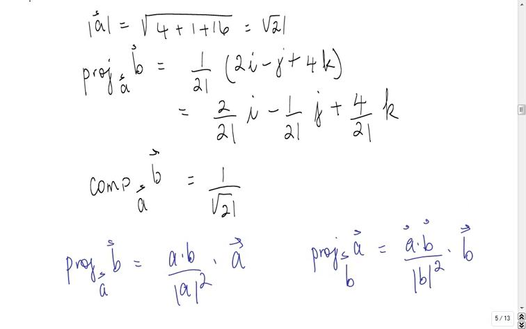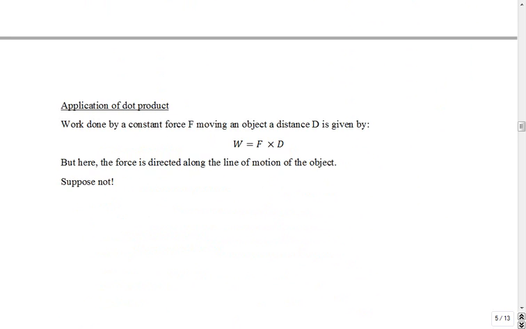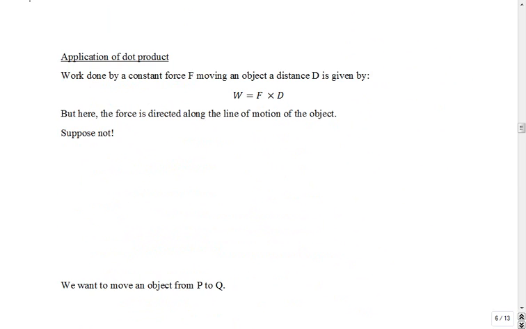Okay, so let us look at an application of dot product. Work done. So work done by a constant force F moving an object a distance d is given by the force times the distance. So those of us who have done physics, you should know that, right? But here the force is directed along the line of motion of the object. Suppose not. How do you calculate work? So let us look at an example.